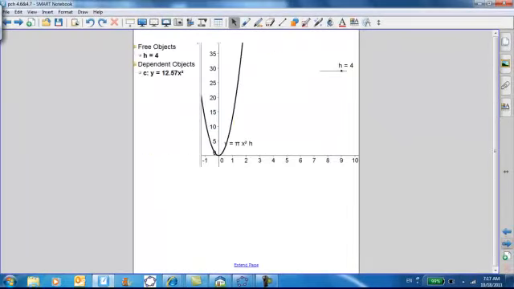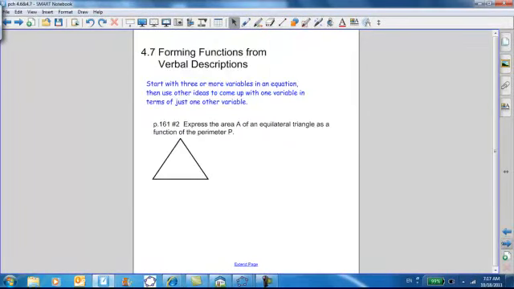Now this comes into play in what we see in the next section, and that's forming functions from verbal descriptions. Often you start with three or maybe more ideas, and you want to come up with one quantity in terms of one other variable. So here on page 161, number 2, express the area of an equilateral triangle as a function of the perimeter P.